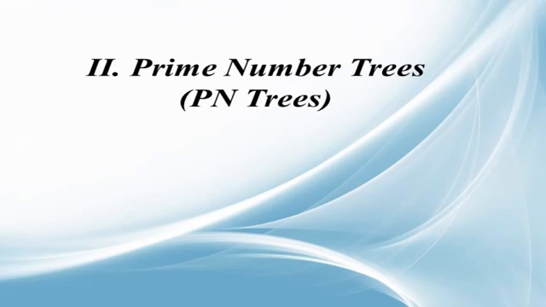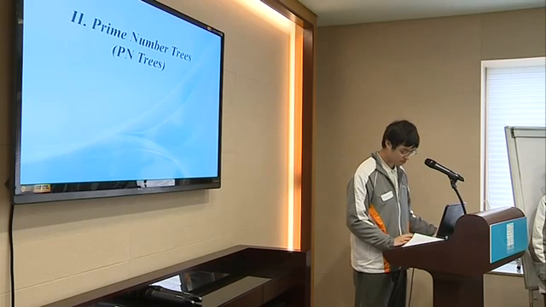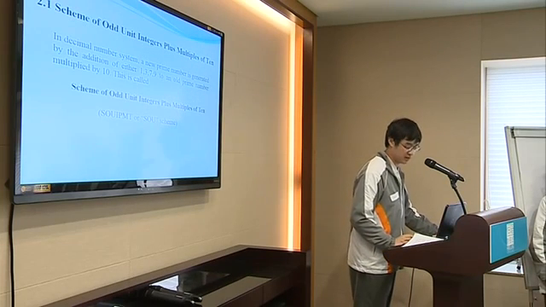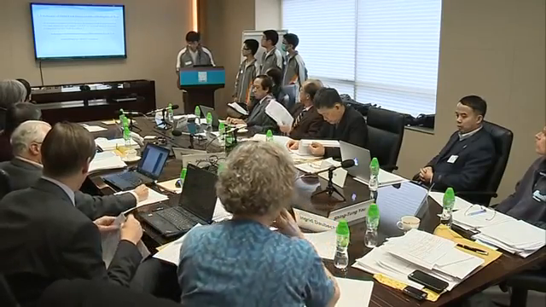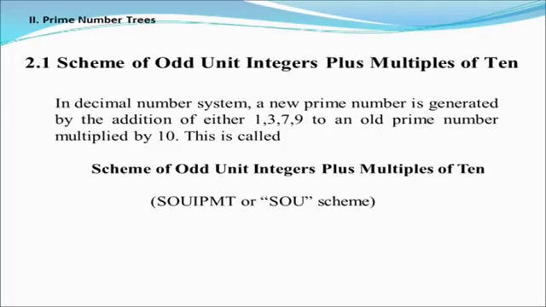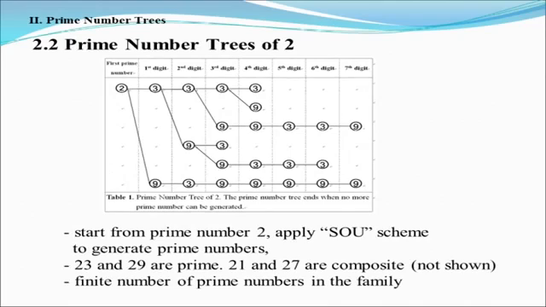That's why we've tried using a new method of approaching the classification: the prime number trees, also known as PN trees. PN trees work under a scheme called the SO scheme, where we multiply an old prime number by 10 and attach 1, 3, 7, or 9 to it. This diagram is the prime number tree of 2. You can see that 2 is the first digit and the starting prime number.